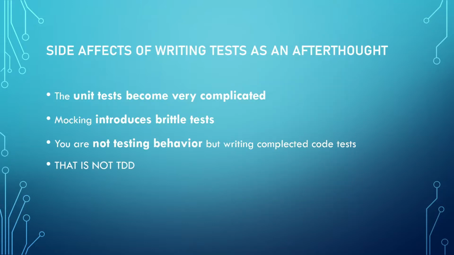Test-driven development means you're writing tests and then writing code. Writing tests after writing code is an afterthought and a waste of time. You'll end up with very complicated unit tests. Mocking introduces brittle tests, and you are not testing behavior. You are testing complicated code. That is not the principles of TDD.